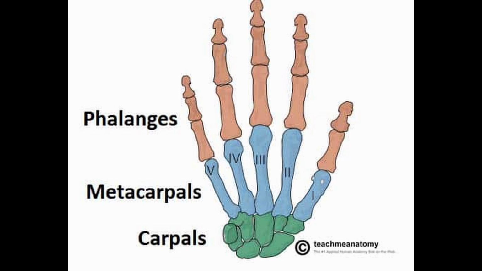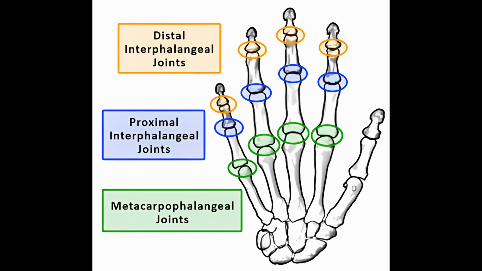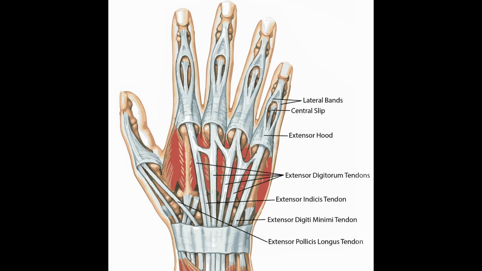These are known as the phalanges, and connecting each of the phalanges is 2 interphalangeal joints. These 2 interphalangeal joints are known as the dip joint and the pip joint. The dip joint being the one closest to your fingernails. The thumb, on the other hand, only has 2 phalanges, and only 1 phalangeal joint.